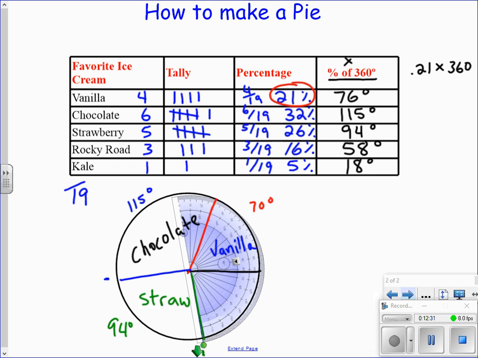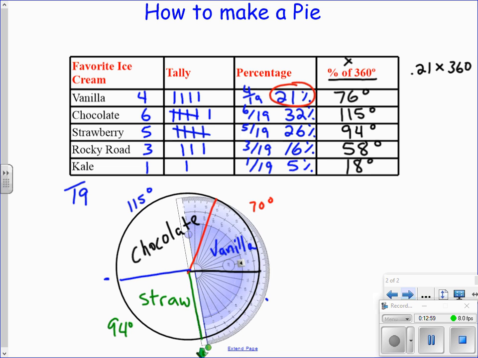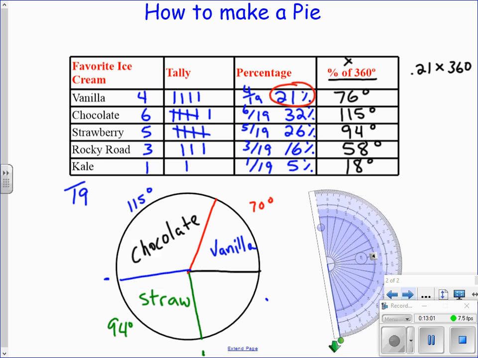Let's see, 58 degrees, looks like it is somewhere around, that's 50, 60, right around there. So I'm going to put a little mark outside here somewhere, and that should represent right around where 58 degrees is. So I'm going to move my protractor out of the way, if I can. And fill that line in at 58 degrees, and that is Rocky Road.